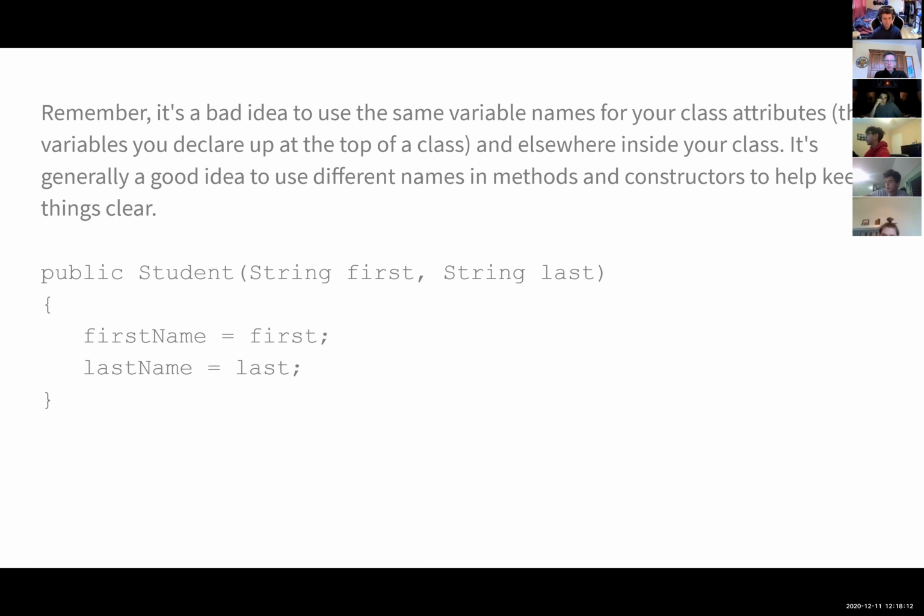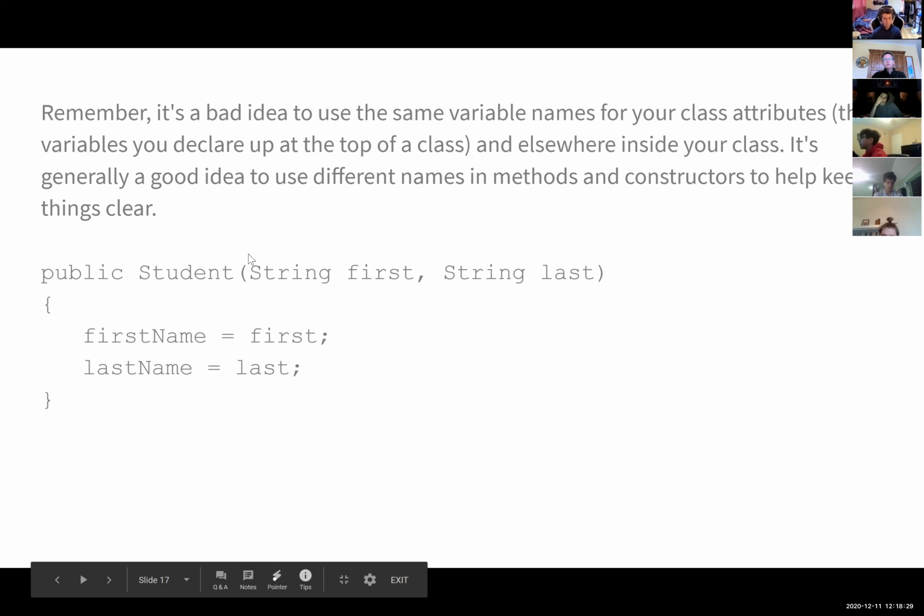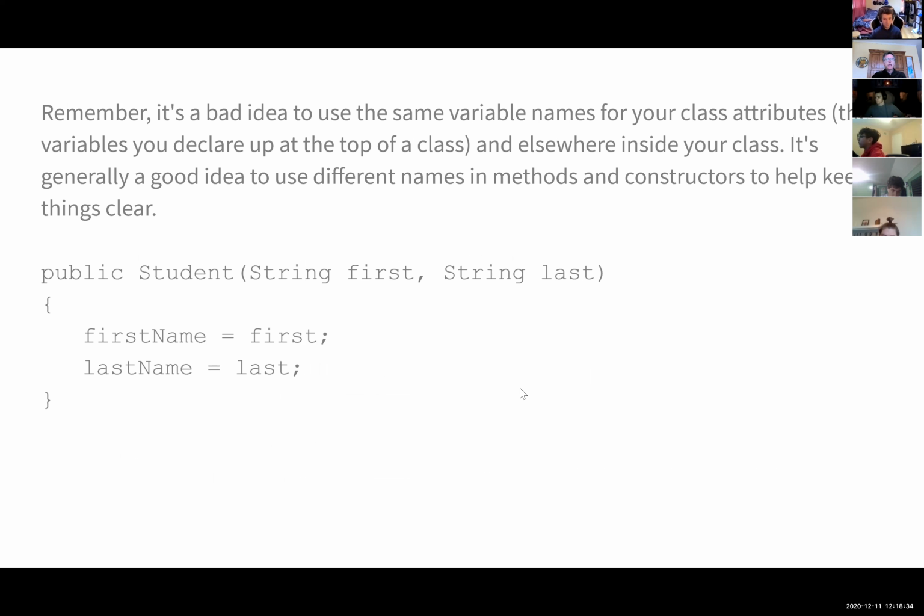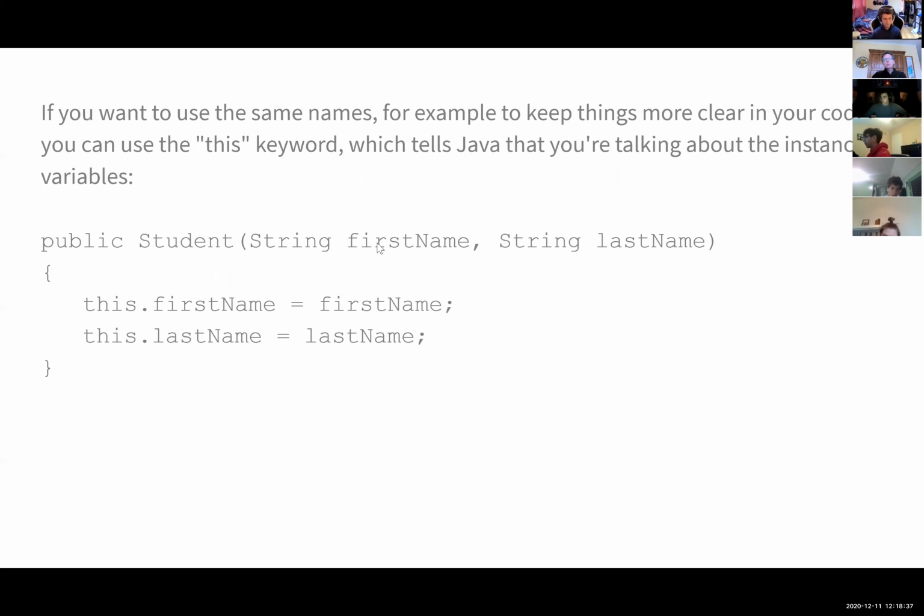So in general, folks, it's a bad idea to use the same variable names for your class attributes, the instance variables, and elsewhere inside the class. It's generally a good idea to use different names. So what I'm saying is this is good form. Here's a constructor, string first, string last. And down in here, I say first name equals first, last name equals last. Now, if I wanted to use first name and last name in the parameter list, then I would have to use this special word this on the instance variable copies. Because otherwise you'd have first name equals first name, which doesn't make any sense.